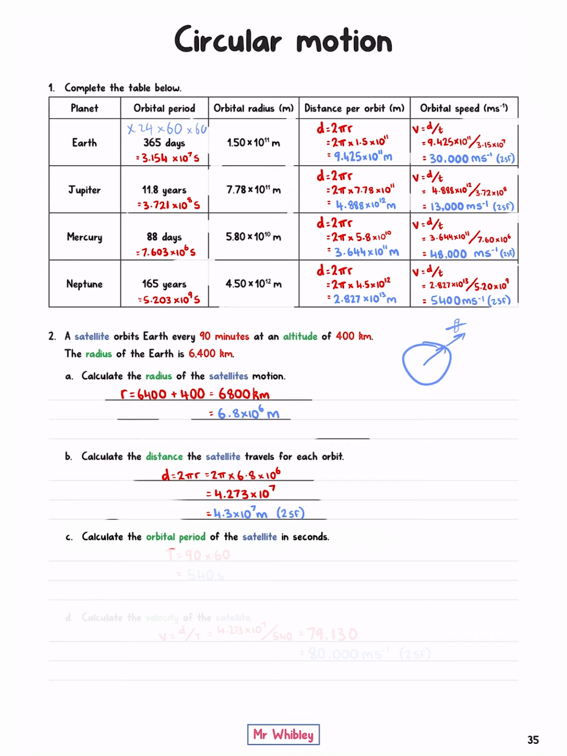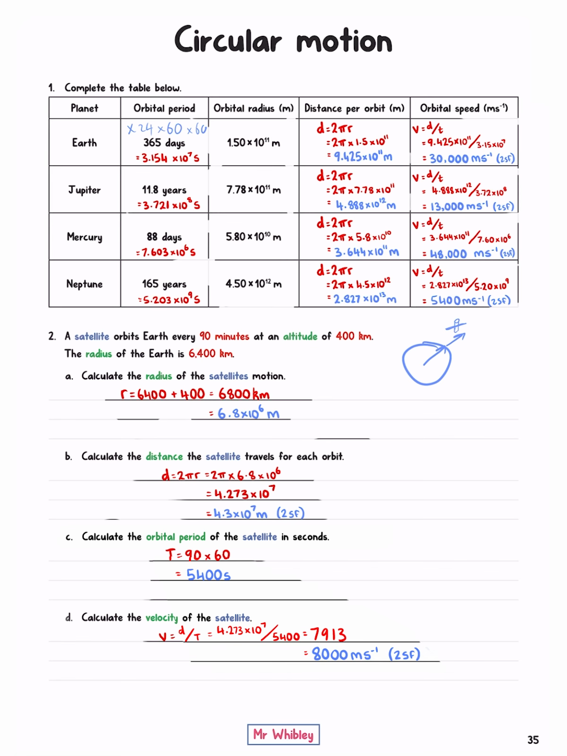Calculate the orbital period of the satellite in seconds. We have our orbital period in minutes. To get it into seconds, we just need to multiply it by 60, which gives me 5,400 seconds. Calculate the velocity of the satellite. Velocity is distance over time, where we can use the distance for one orbit divided by the time for one orbit, which gives me 7,913, or 8,000 meters per second to two significant figures.